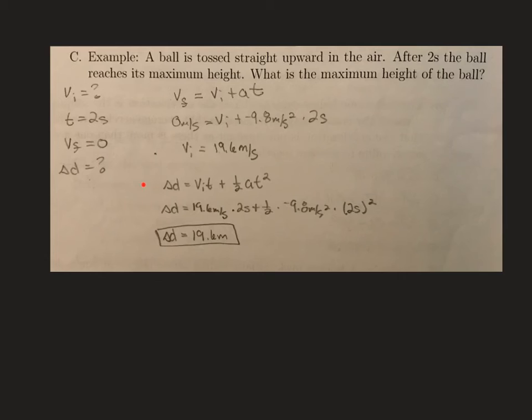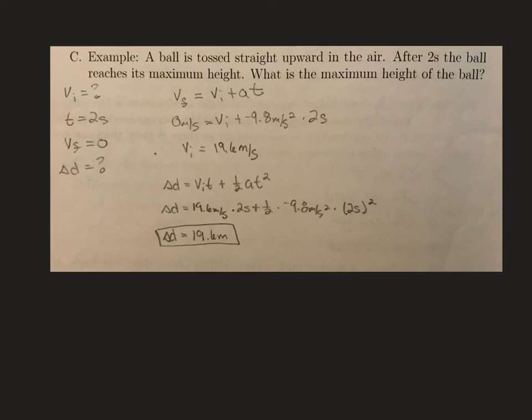We then can plug into one of our kinematic equations that has displacement in it. I chose to use this one right here. So displacement equals v initial times time plus 1/2 acceleration times time squared. So I plug in my 19.6 meters per second times 2 seconds plus 1/2 times a negative 9.8 meters per second squared times 2 seconds squared, and that gives me 19.6 meters.